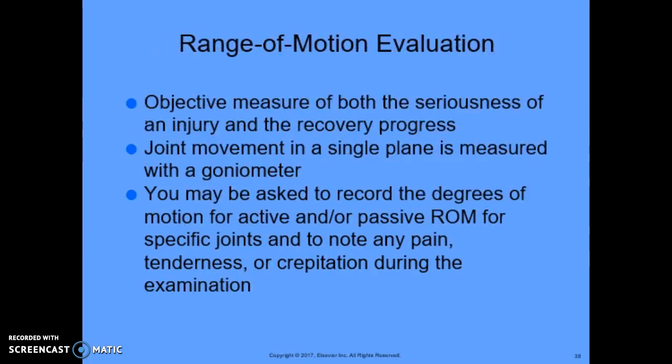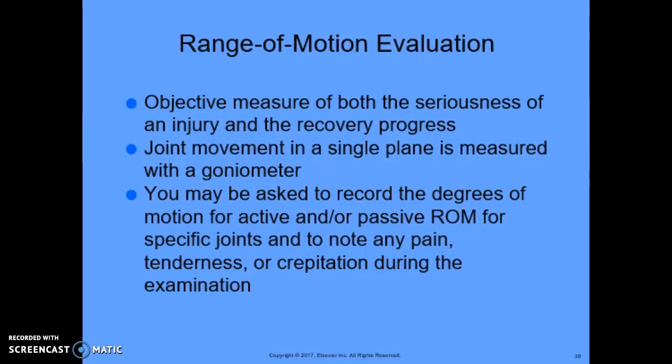So what is a range of motion evaluation? We just mentioned that in the last slide. It's an objective measure of both the seriousness of an injury and the recovery process. Joint movement in a single plane is measured with a goniometer. You may be asked to record the degrees of motion for active and/or passive range of motion for specific joints and to note any pain, tenderness, or crepitation during the examination.